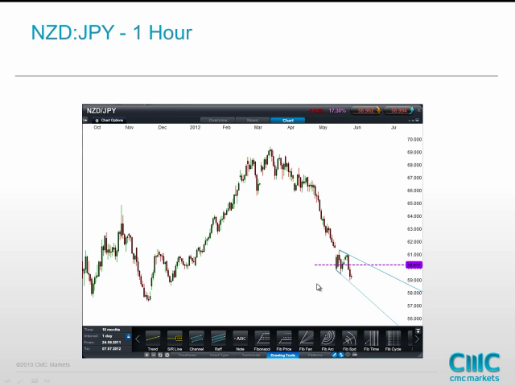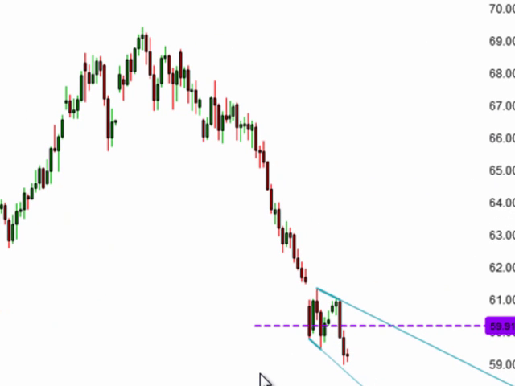My last chart then is an hourly chart of the New Zealand dollar against the Japanese yen, and this is another possible basing type of pattern. Now again, firstly looking at this chart, you've got what reversal traders most like to see, and that is a really powerful move into what might be this basing pattern.